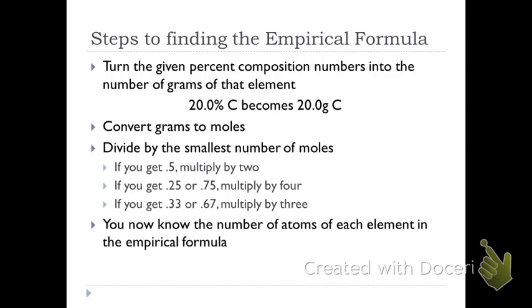You then convert grams to moles, and then you divide by the smallest number of moles. Now hopefully you get a whole number, like 1, 2, 3. But if you end up getting something that ends in 0.5, like 3.5 or 2.5, then you have to multiply everything by 2. If you get numbers that end in 0.25 or 0.75, you got to multiply all numbers by 4. And if you get something that ends in 0.33 or 0.67, multiply all numbers by 3. Now, when you finish this, you're going to know how many atoms there are in the empirical formula.